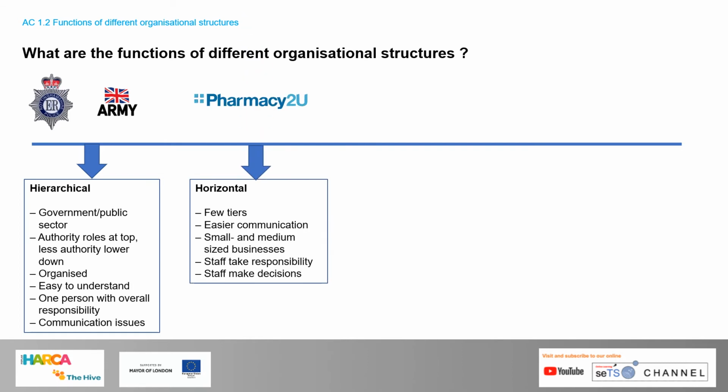Horizontal. It has few tiers. It's easier communication and it's ideal for small and medium-sized businesses where the staff take responsibility and the staff make decisions. So the managerial structure is spread across multiple departments rather than hierarchical where it's bottom to top.